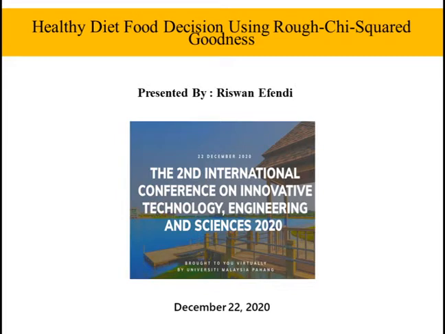I'm Riswan Efendi from the Faculty of Science and Technology, Universitas Islam Negeri Sultan Syarif Kasim Riau, Indonesia. Now I would like to present at the Second International Conference on Innovative Technology, Engineering and Sciences 2020, with the title of my paper, Healthy Diet Food Decision Using Graph and Chi-square Tests.